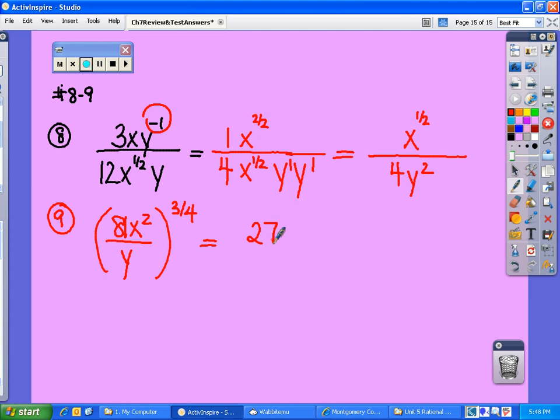x squared to the 3/4, that's a power to a power, so multiply your exponents. You get x to the 6/4, which reduces to 3/2. In the denominator, we just get y to the 3/4.